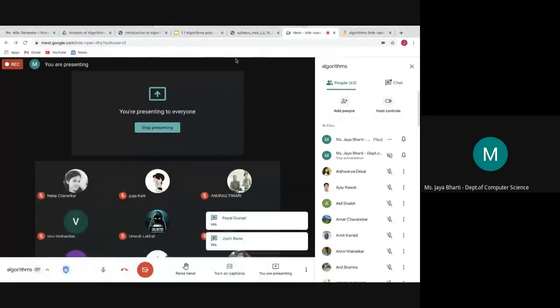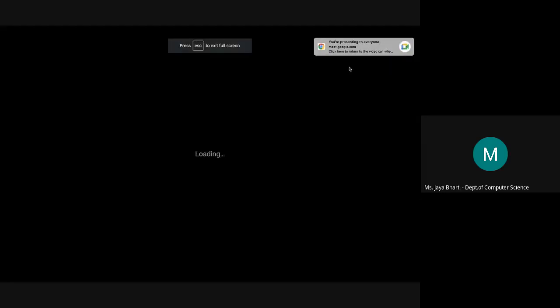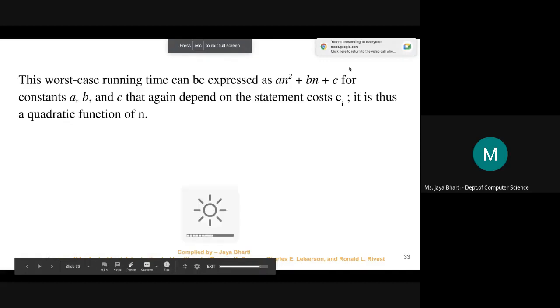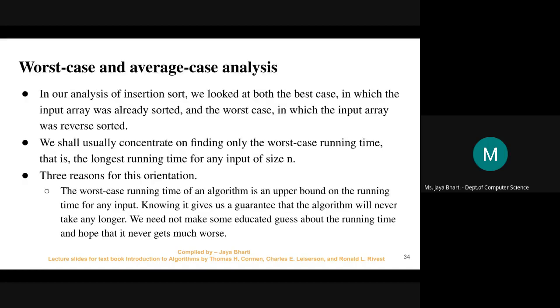So now we'll move to the next topic, also the last topic for today, which is the worst case and average case analysis of insertion sort. In our analysis of insertion sort, we looked at both the best case, in which the input array is already sorted, and the worst case, in which the input array is reverse sorted. So we have seen both the cases for insertion sort.